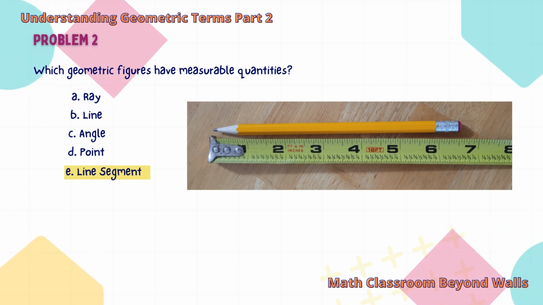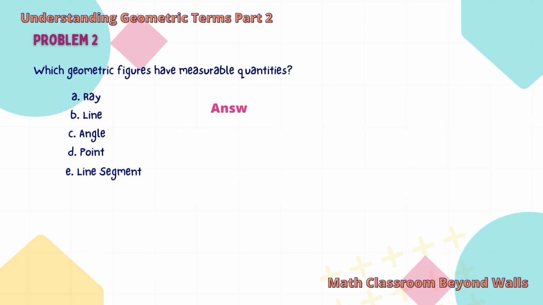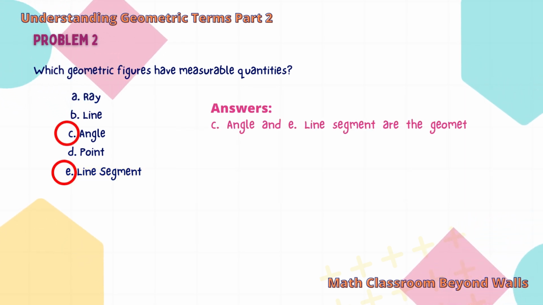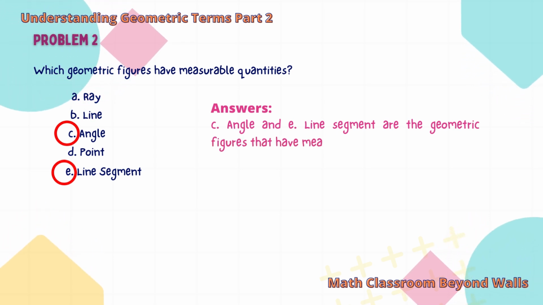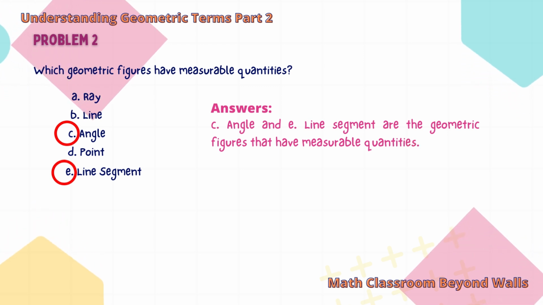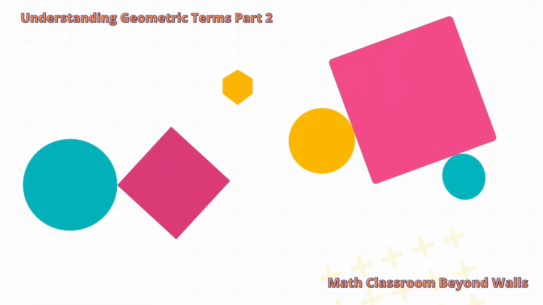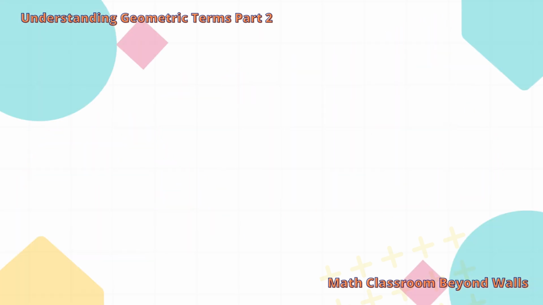Okay, learners, what are our answers here? There you are. C, angle, and E, line segment, are the geometric figures that have measurable quantities. Let us do the next problem.